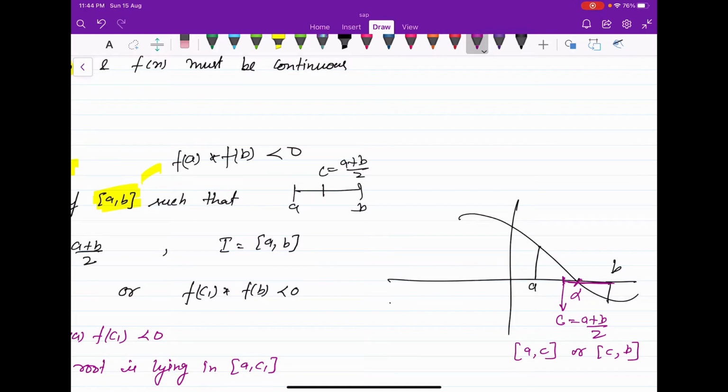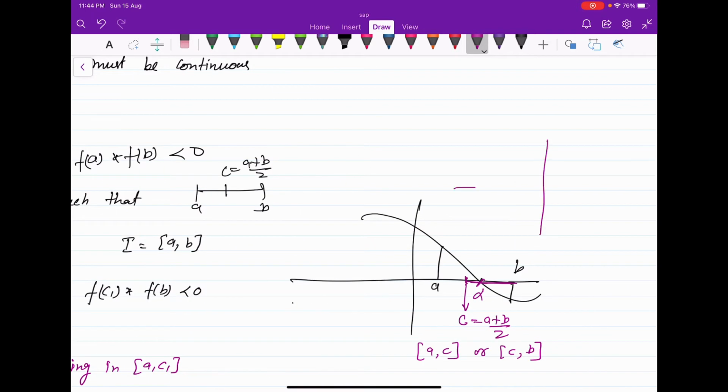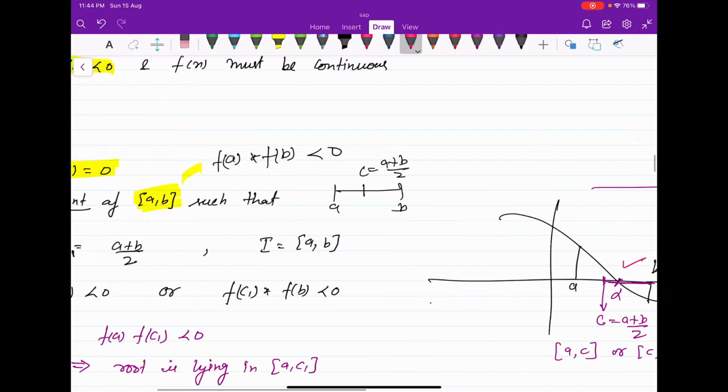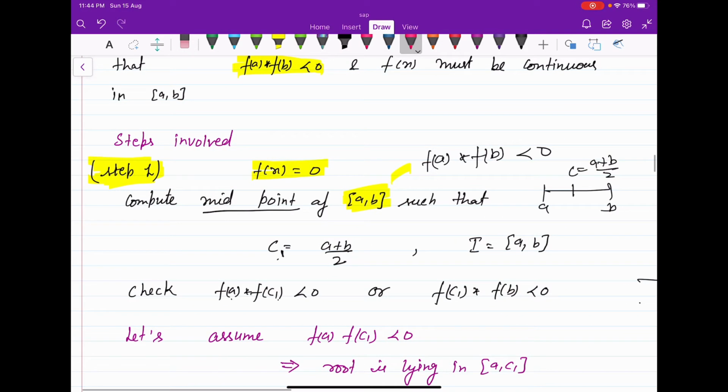It could be either way. Suppose the graph of the function is this, a is this, and b is this, and this is your root alpha, where f(x) crosses the x-axis. Suppose c is computed somewhere here. Either of the cases may occur, and we may take one of them because we don't know at the start, but graphically we can understand what is happening. So c equals (a plus b) upon 2.